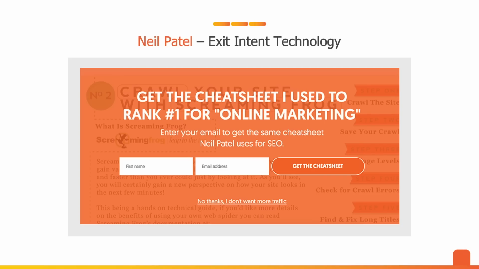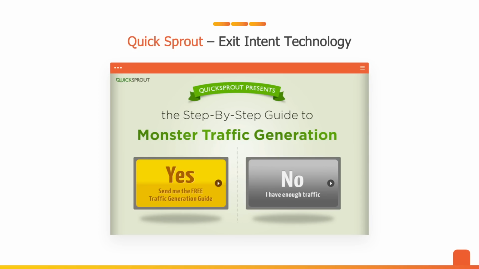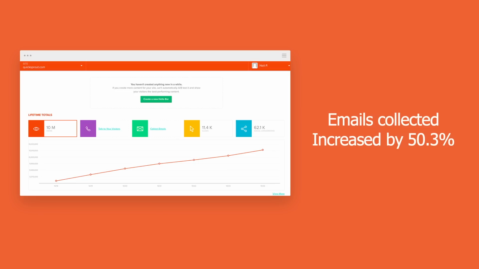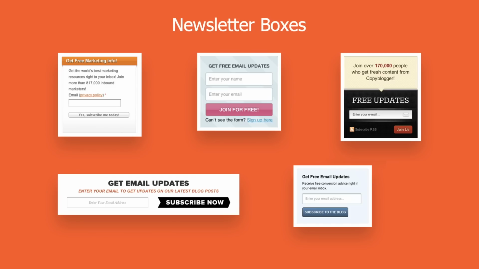And once you start getting traffic to your site, I recommend using an exit intent. Exit intent allows you to collect an email when someone's about to leave your website. Here's an example from neilpatel.com. Here's an example from QuickSprout. And as I did this over time, I found that by just having an exit intent, I collect an extra 50.3% emails.